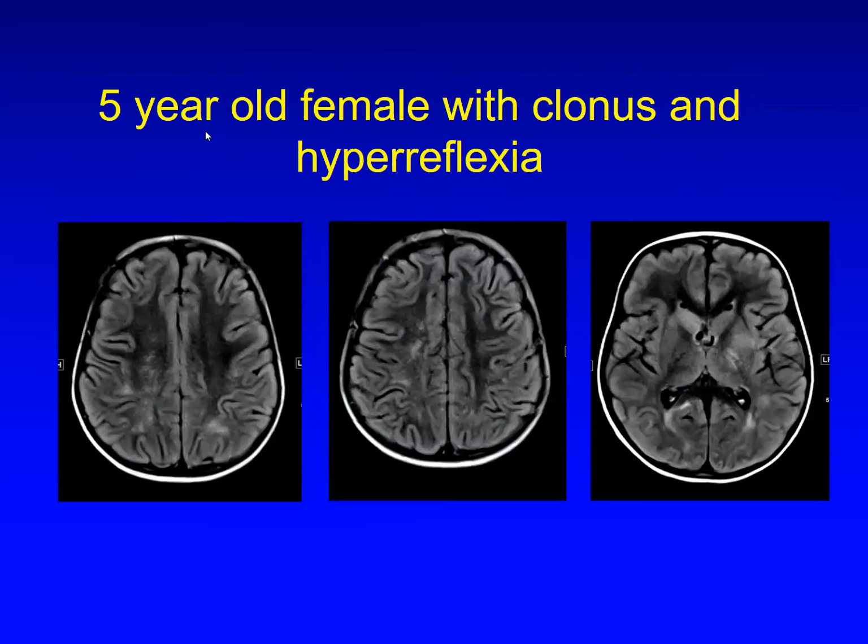Okay. Here we have a 5-year-old female with clonus and hyperreflexia. So we definitely have some white matter changes here. There's some speckling in the subcortical regions and in the deep white matter. Posterior predominant, but looks fairly asymmetric, more on the right side definitely. There is some gray matter involvement, caudate, basal ganglia, some changes along the internal capsule as well. So it looks a little bit more patchy and certainly much more asymmetric than many of the leukodystrophies that we have seen.